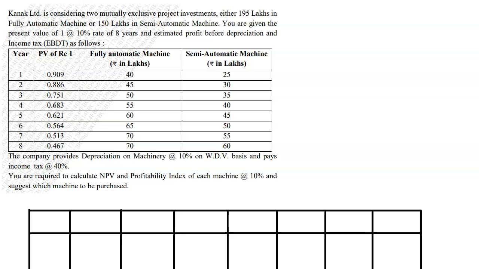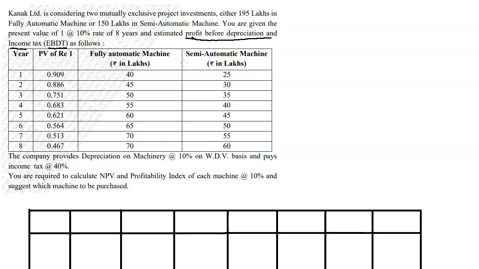Kanak Ltd is considering two mutually exclusive projects, either 195 lakhs in a fully automatic machine or 150 lakhs in a semi-automatic machine. You are given a present value of 1 at 10% rate for 8 years and estimated profit. Okay, this is important: profit before depreciation and tax, which they're calling EBDT. And now we have data.